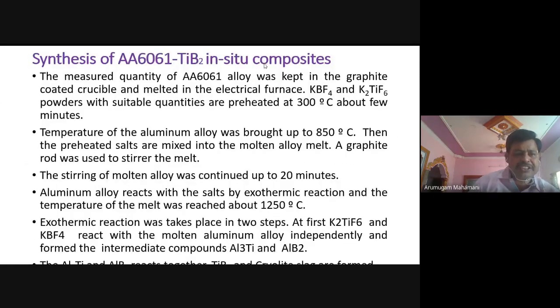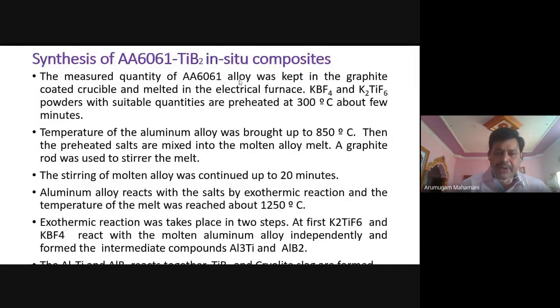Now I go to the synthesis of AA6061 in situ composite. This is my personal work, so I need not cite anyone. I'm just going to explain how I developed the AA6061 TiB2 in situ composite.